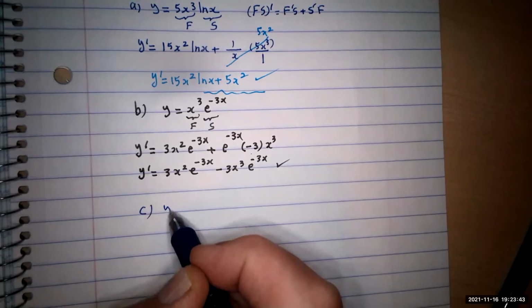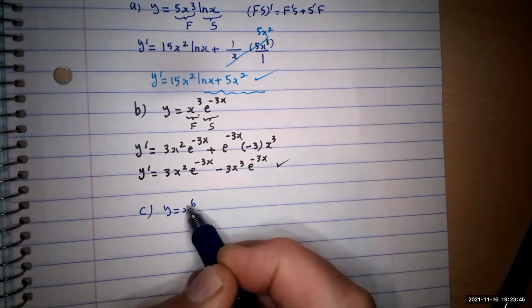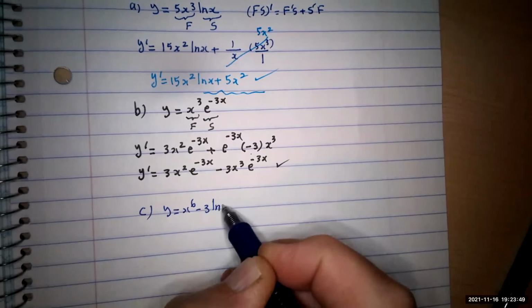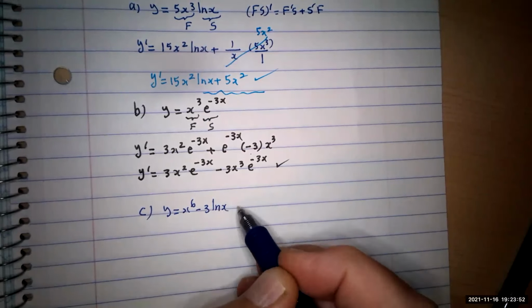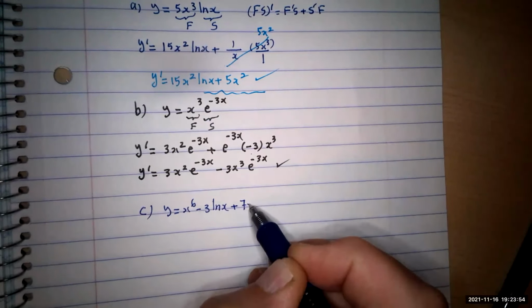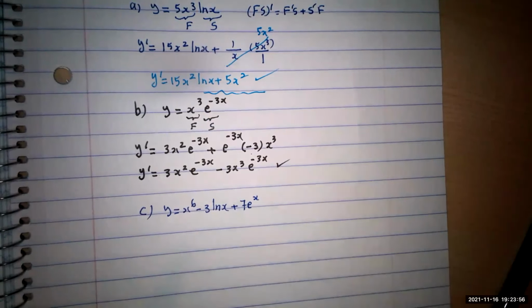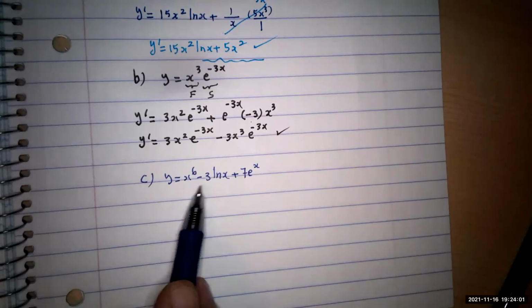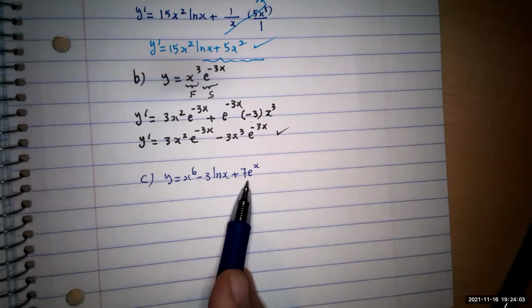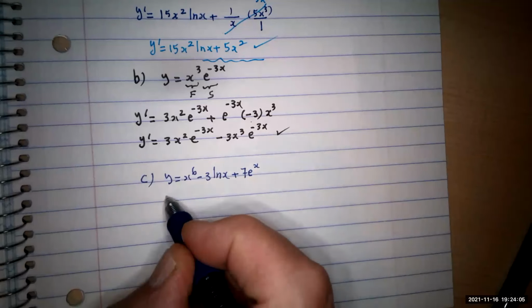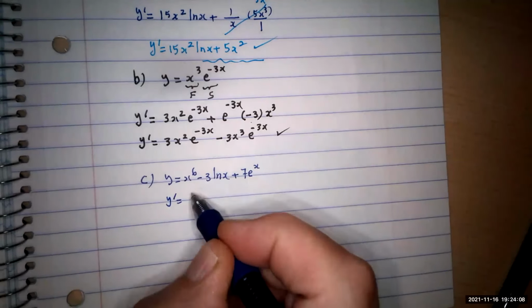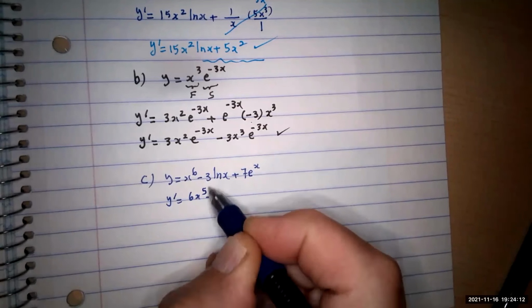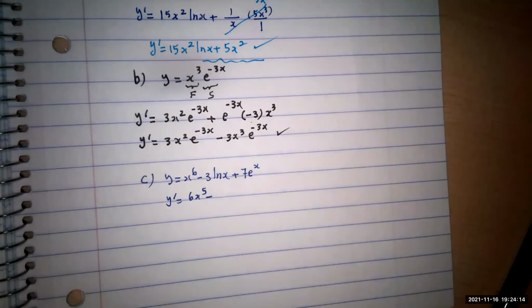C is y equal to x to the 6 minus 3 ln x plus 7 e to the x. It's kind of an ordinary function, just a combination of all the 3 types of function that we have: the power function, the ln function, and the e function. So the derivative of x to the 6 would be 6x to the 5th, minus, it's a number, so you're not going to use a product rule.